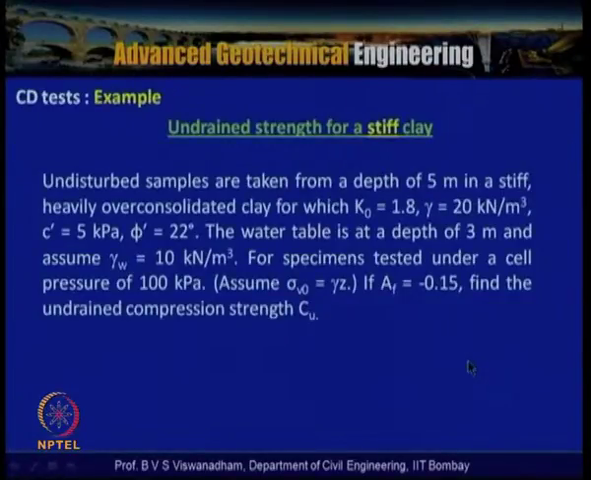Similarly, another problem where undisturbed samples are taken from a depth of 5 meters in a stiff, heavily over-consolidated clay, for which K naught is equal to 1.8, and because this is an over-consolidated clay, the K naught will be high, and gamma is 20 kilonewton per meter cube, and c dash is equal to 5 kilopascals, and phi dash is equal to 20 degrees, and the water table is at a depth of 3 meter, and assume that gamma w is equal to 10 kilonewton per meter cube, and for specimens tested under a cell pressure of 100 kilopascals, and if AF is equal to minus 0.15, so you can see that AF is negative here, find the undrained compressive strength Cu.